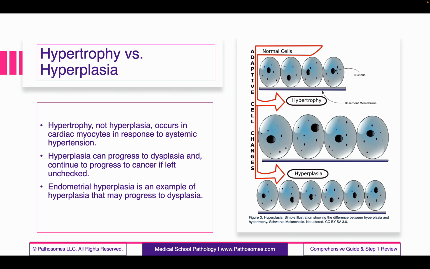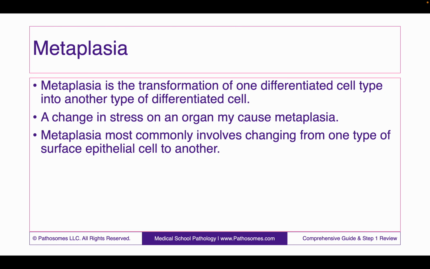What's dysplasia? We'll talk about it. But first, we need to talk about metaplasia. Metaplasia is the transformation of one differentiated cell type into another differentiated cell type. A change in stress on an organ may cause metaplasia. I'll tell you some examples about this, right? Like Barrett's esophagus due to acid reflux. The cells lining the gastrointestinal tract in that area are like, I don't like this acid. I'm gonna change a little bit. That's metaplasia.